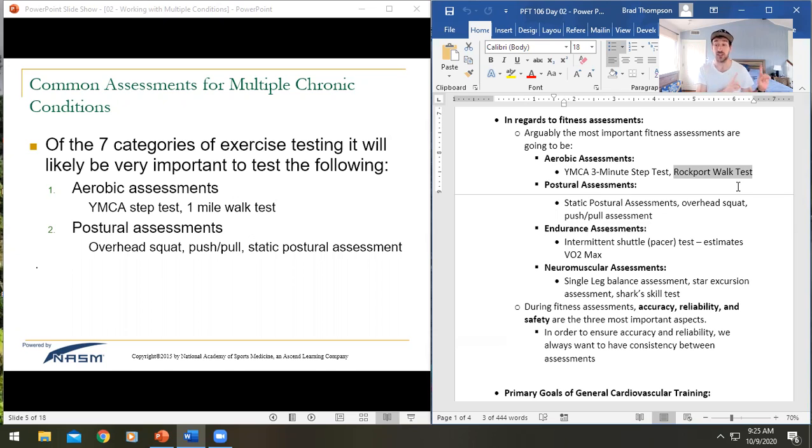So this is different than the YMCA 3-minute step test. In the YMCA 3-minute step test, we were measuring their pulse as it recovered for a full minute.